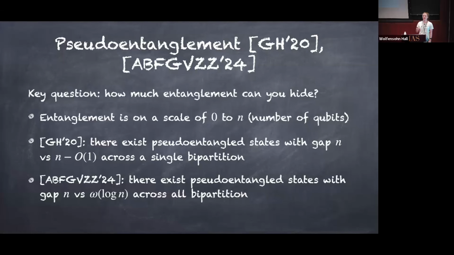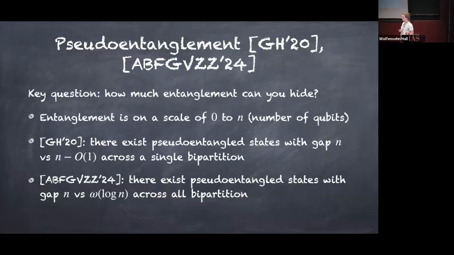This was improved upon in the second result on quantum pseudo-entanglement, where it was demonstrated that there exist pseudo-entangled states where the high entanglement state ensemble is again maximally entangled, but the low entanglement state ensemble has entanglement which is just slightly more than log n across every bipartition. And this really is the best general result you can hope for, because if you have entanglement less than log n, you can efficiently test that. So this really shows that it's possible to get the maximum entanglement gap, and it's possible to get that across every bipartition of your state.